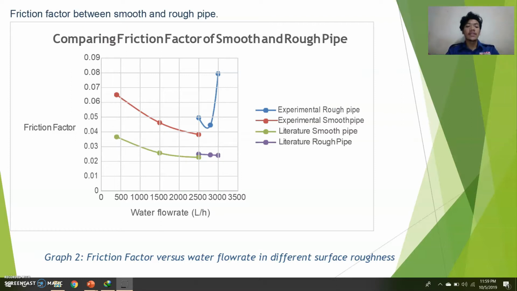Graph 2 shows that the friction factor of the rough surface pipe is larger compared to the smooth surface pipe. This is because in turbulent flow, the swirling eddies transport mass, momentum and energy to other regions of the flow faster than molecular diffusion, thus greatly enhancing mass, momentum and heat transfer. As a result, turbulent flow is associated with much higher values of friction.